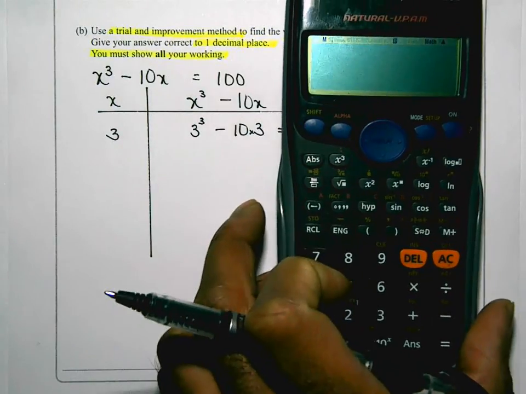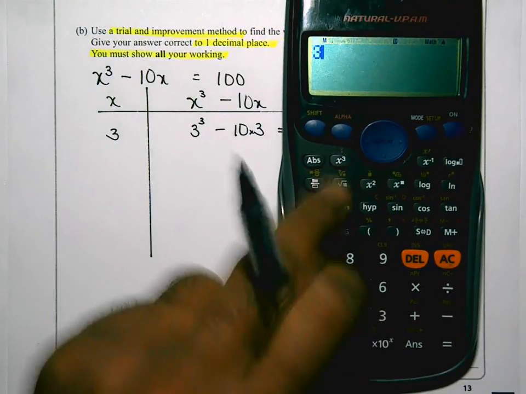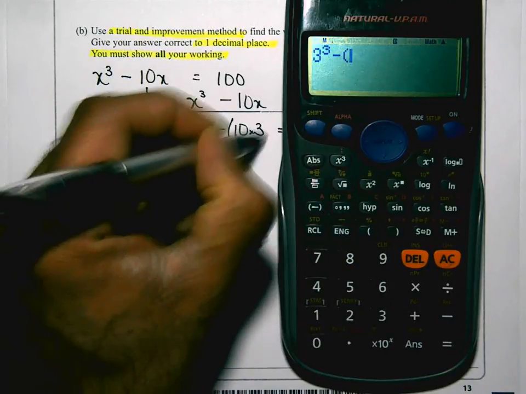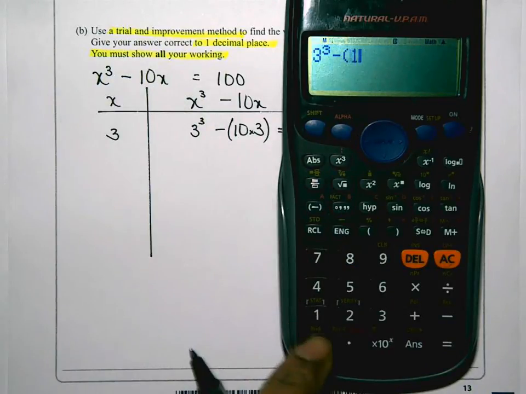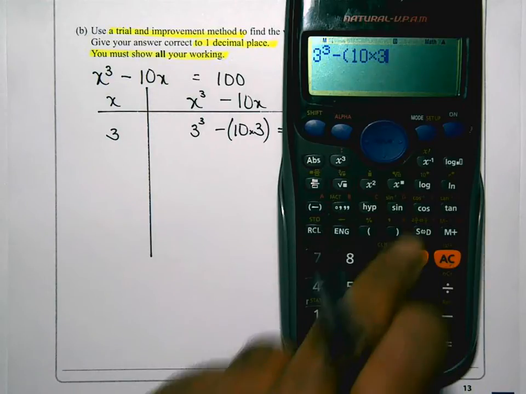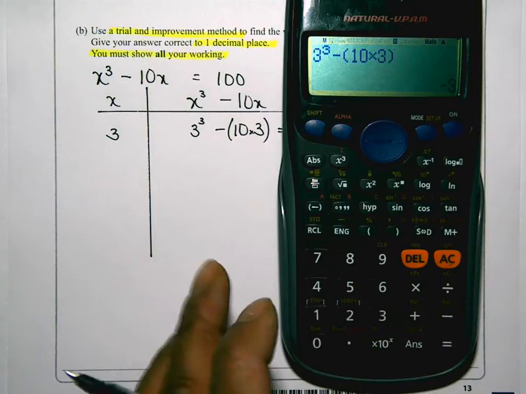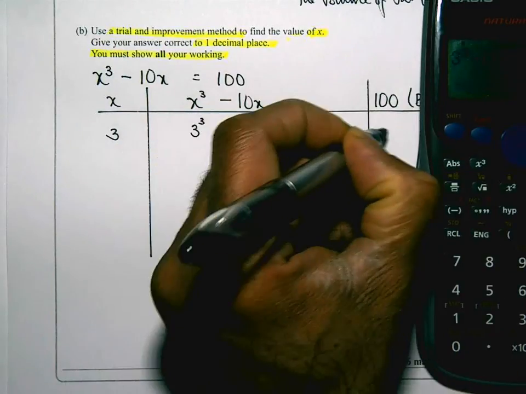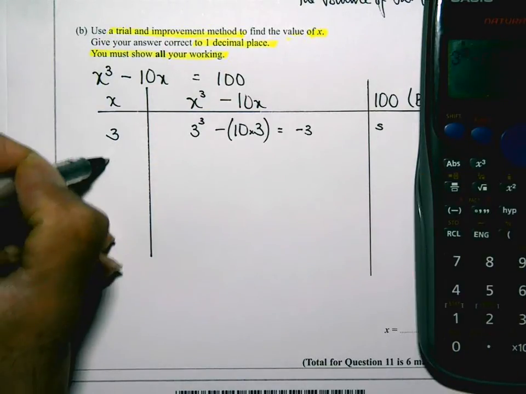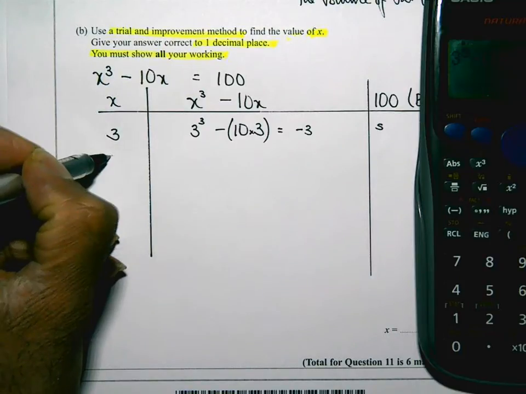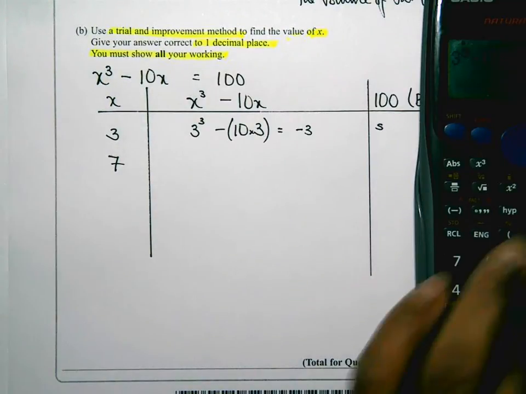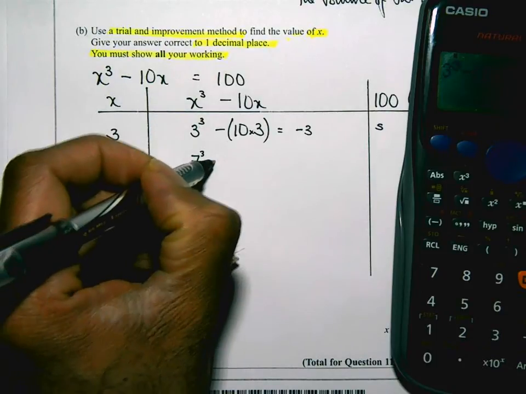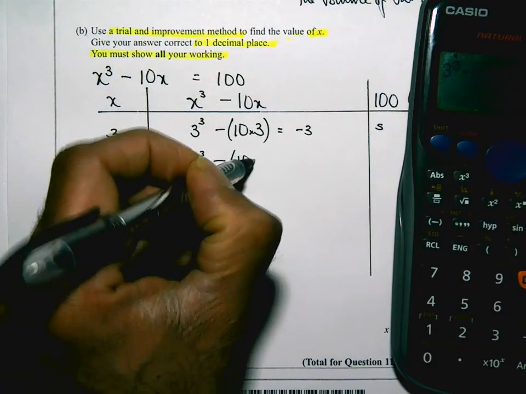3 cubed take away, and I'm going to put the 10 times 3 in brackets. 10 times 3 equals, and that gives me minus 3, so I'm actually way out. That's very small. So I'm going to try a much bigger number. I'm going to try, say, 7. Okay, so I'm going to do 7 cubed take away 10 times 7. And let's see what I get there.